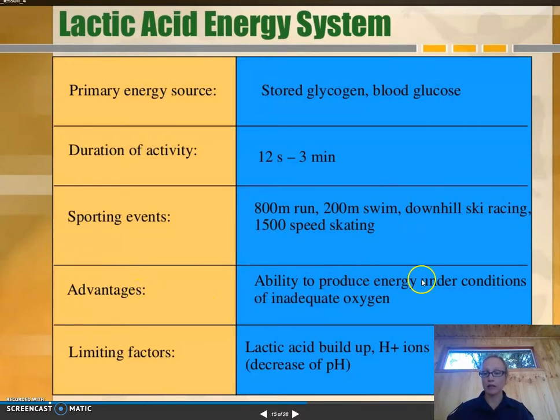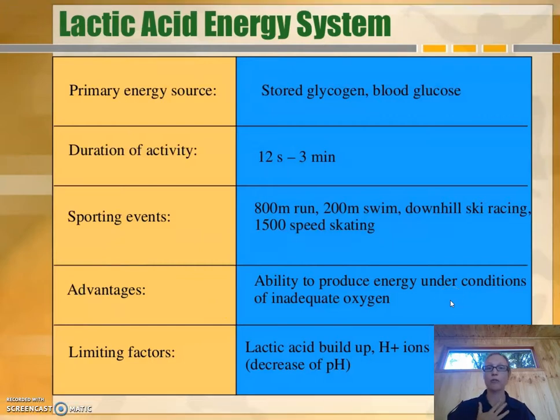Advantages: you've got an ability to produce energy under conditions where you don't have enough oxygen. We'll talk about oxygen debt and deficit down the track, but the amount of oxygen that your muscles require leaves you in a bit of oxygen deficit and debt, which also accounts for you breathing heaps even after you've finished the activity. So you do an 800-meter race, and the moment you finish your breathing rate doesn't return to normal, it's still up for a reason.